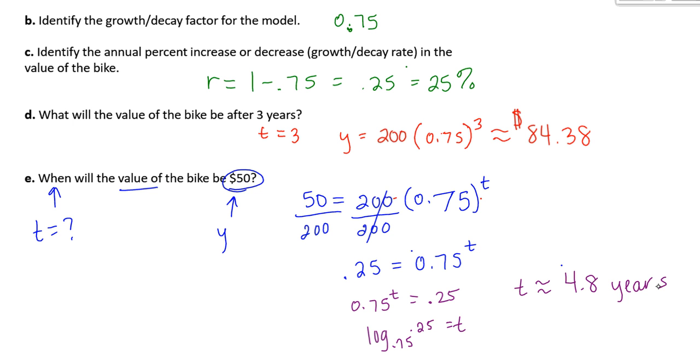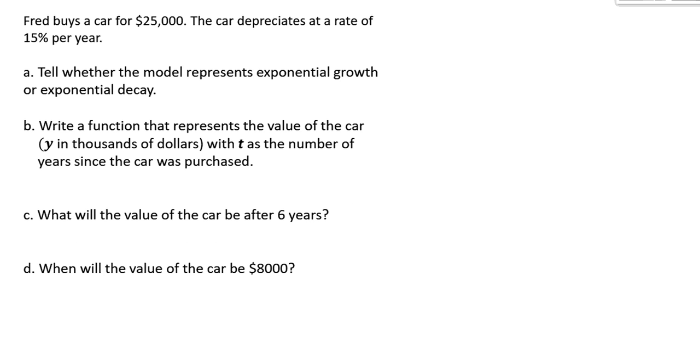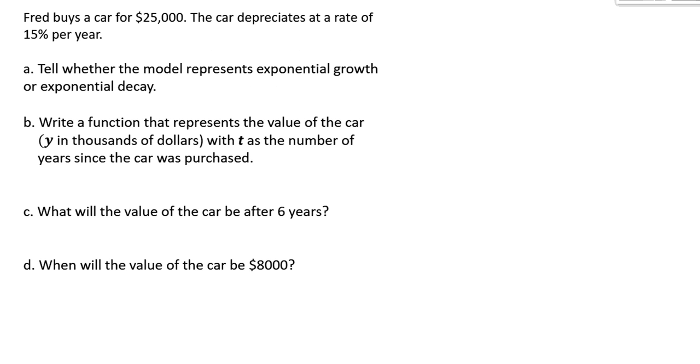Okay, basic growth or decay model. Let's try this one. Fred buys a car for $25,000. The car depreciates, that's a key word you've got to learn, at a rate of 15% per year. Tell whether the model represents exponential growth or decay. This word right here, depreciates, means the value gets lower and lower and lower, which would mean it would be decay. This word depreciates means decay. Decreases, depreciates, decay, all of those are going to mean the same thing.